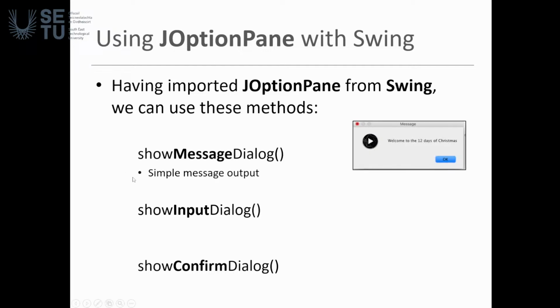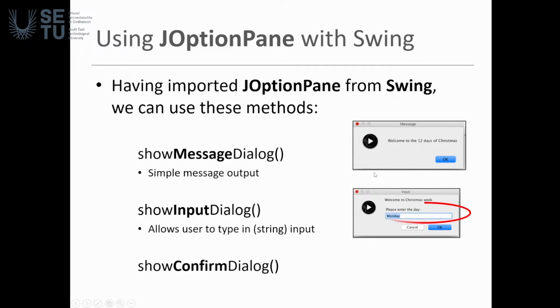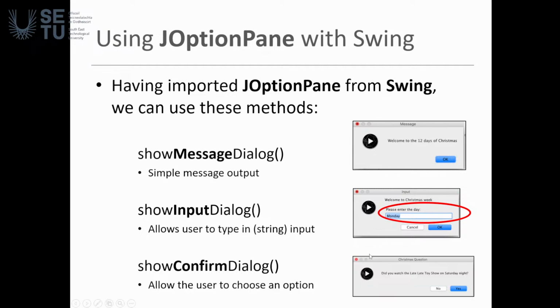Okay, so a simple message would be something like this. An input dialog allows the user to input something, and they're going to input a string. Everything that they input is a string. Even when they want to input a number, we have to take that string and we have to parse it. And we'll learn about parsing it in a second. It means that I know it's a string, but I want it to be a number. Okay, and we'll do that in a sec.